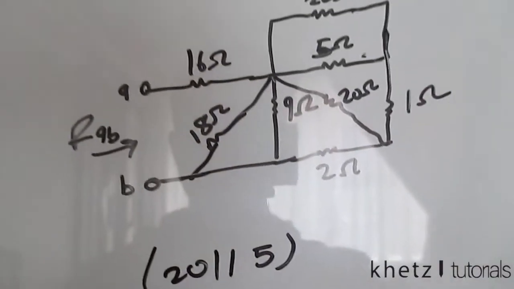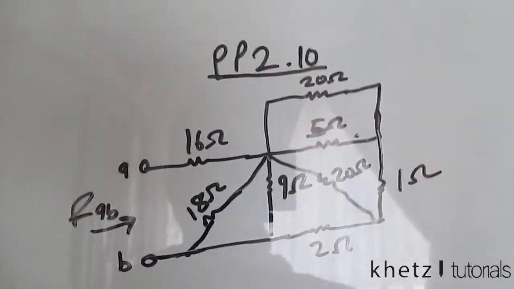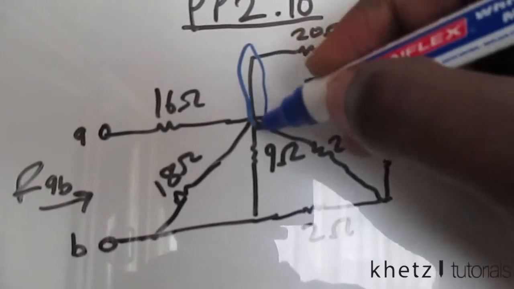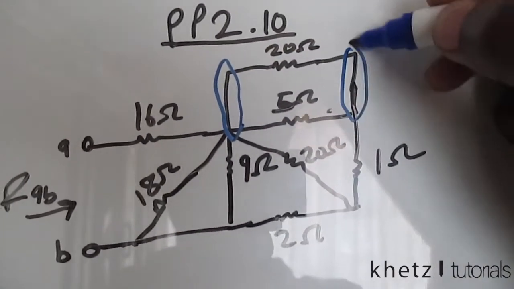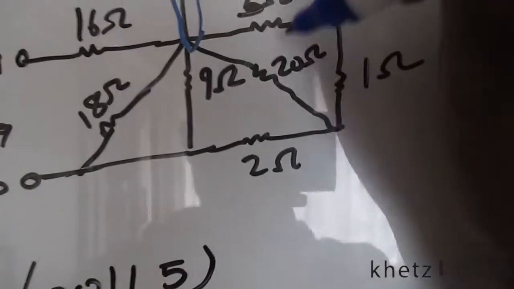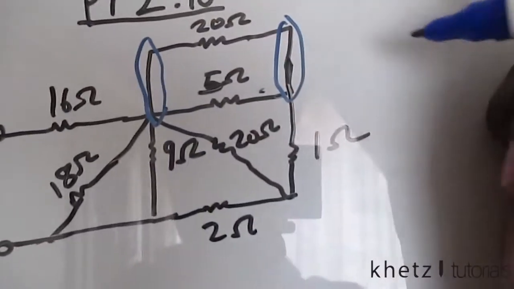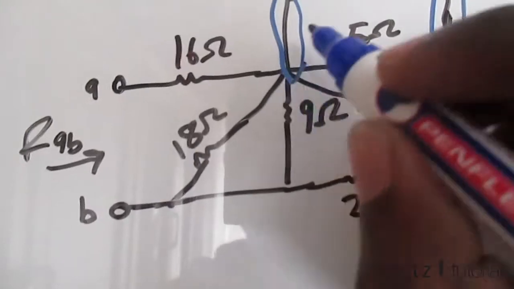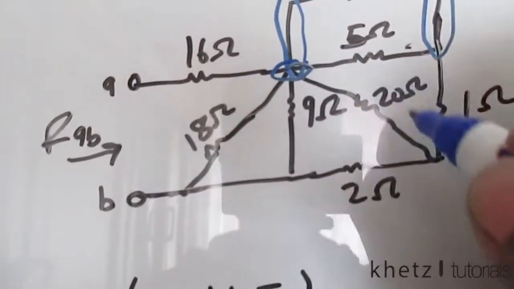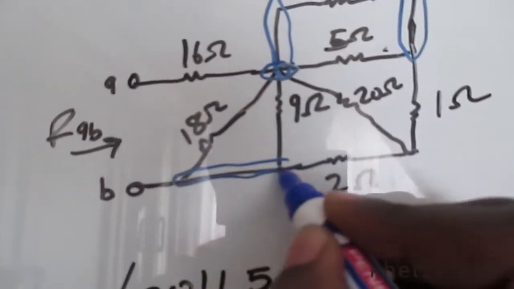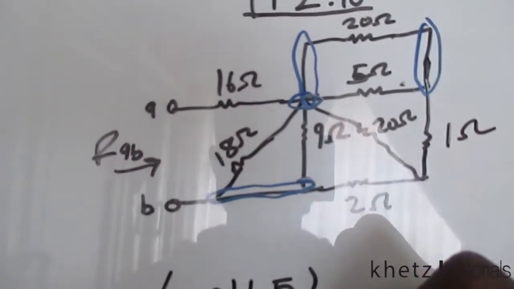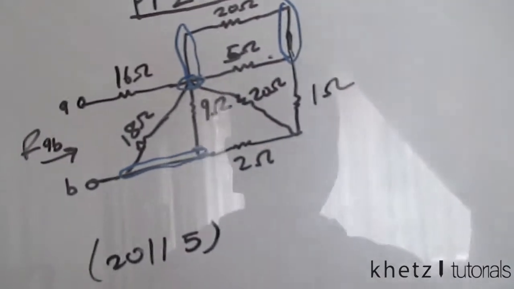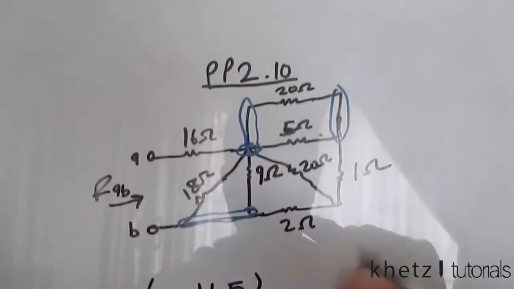Let me use a different color to show that they share these two nodes. So 20 and 5 are in parallel because they share these two nodes. And 18 and 9 also share two nodes, and therefore they're also in parallel. Now let's continue.